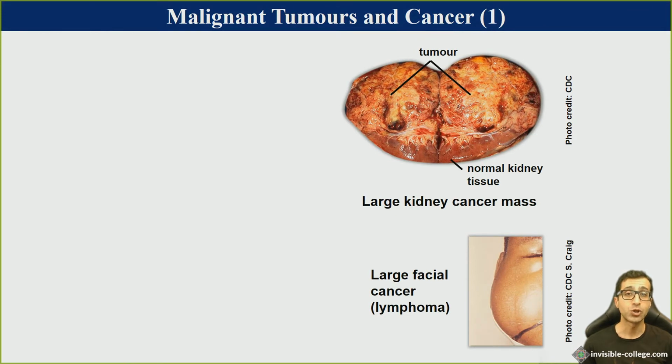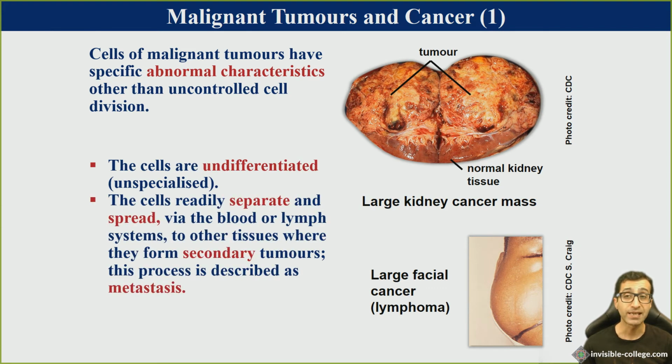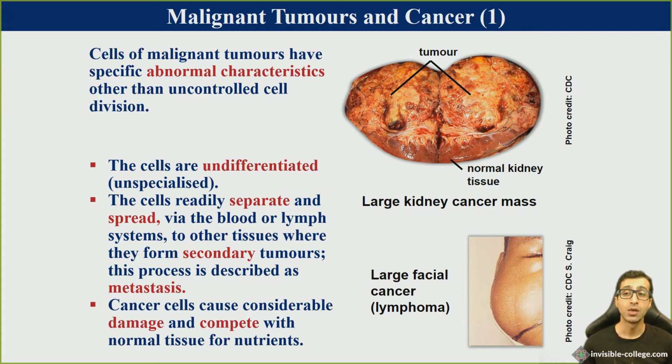So, cells of malignant tumours have specific abnormal characteristics other than just uncontrolled cell division. So these cells tend to be undifferentiated or unspecialized, and the cells tend to separate readily from the tissue and then spread via the blood or the lymphatic systems to other tissues where they can form secondary tumours. Now, it's this process of the spreading of a primary tumour via the blood or the lymph to other locations in other tissues of the body. This is referred to as metastasis. So cancer cells can cause considerable damage and can compete with the normal tissue for nutrients.